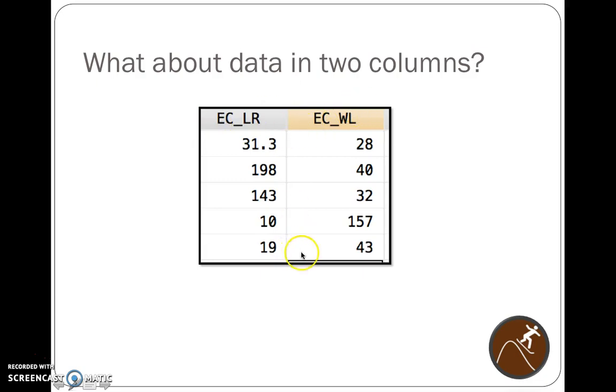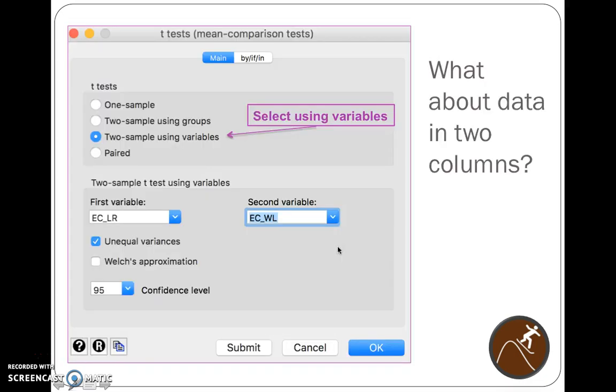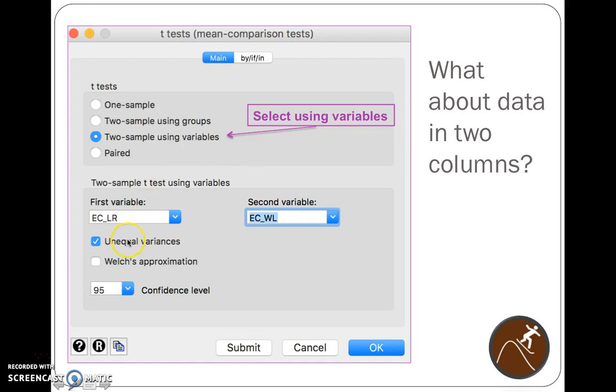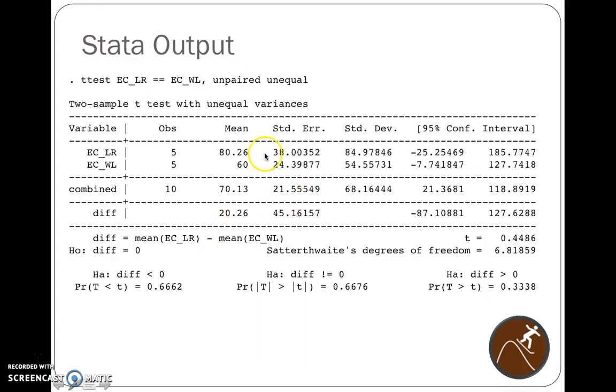So you punch them in Stata and they look like this. And then instead of selecting using groups, we actually have them in 2 separate variables, E. coli LR and E. coli WL. So we have these 2 variable names. We can again assume unequal variance because we don't know. So if unknown or unequal, we click it. And then what do we get? We get the mean for E. coli for Lake Reba at 80.26, the mean at Will Green Lake 60.